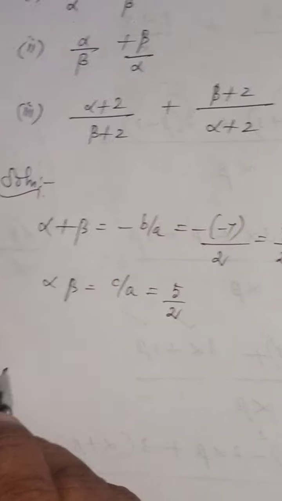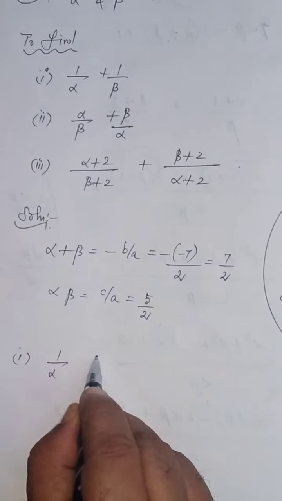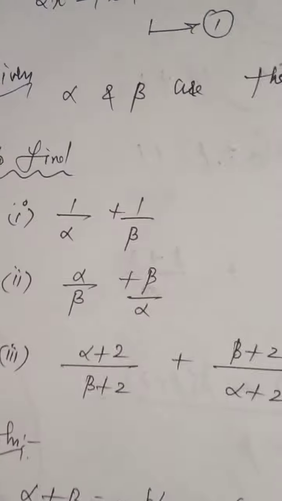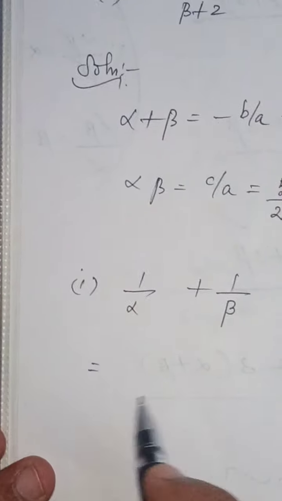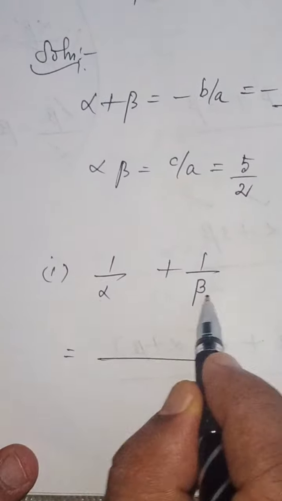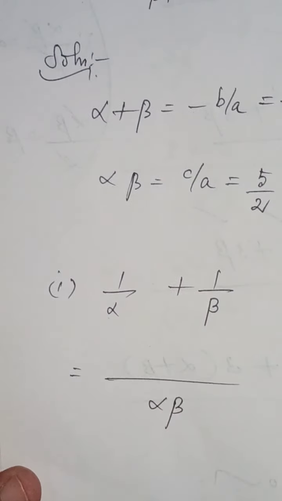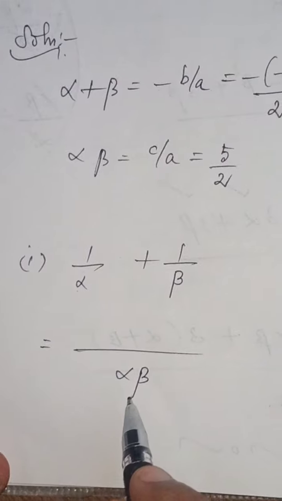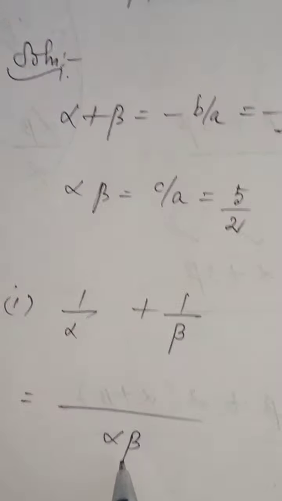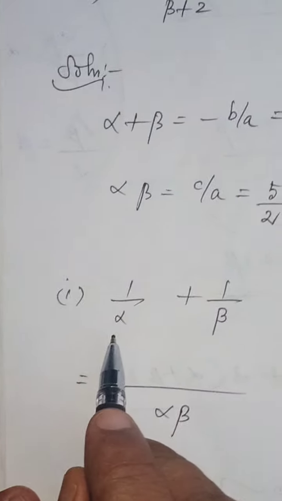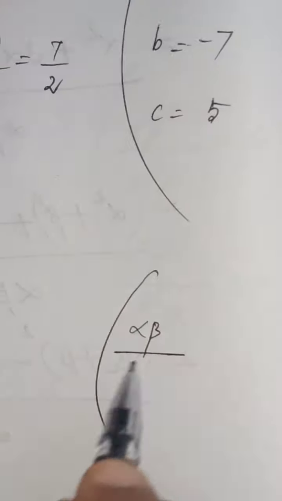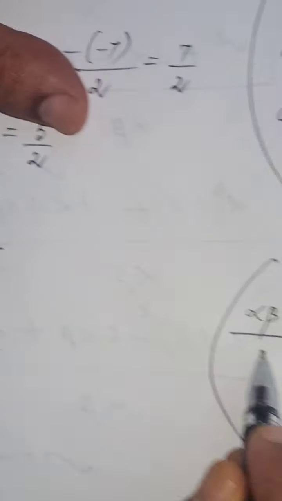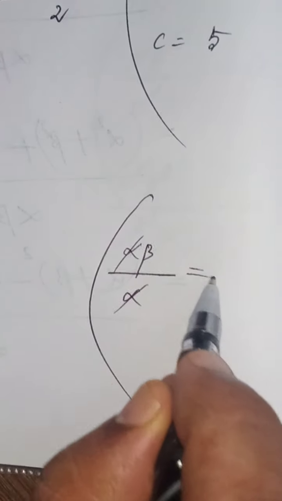Now, subdivision number 1: 1 by alpha plus 1 by beta. We have to take the LCM of alpha and beta. Very simple, multiply these two, that's all. Alpha beta is the LCM. After taking that LCM, what should be multiplied? Otherwise, you have to do it step by step. The LCM is alpha beta. In the denominator we have alpha; alpha and alpha get cancelled, leaving beta.